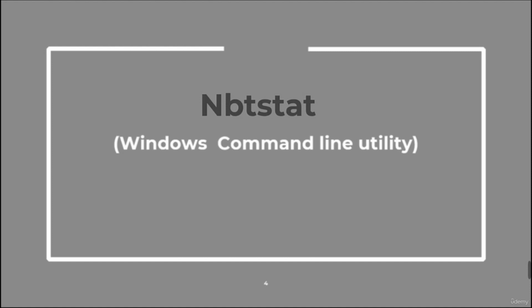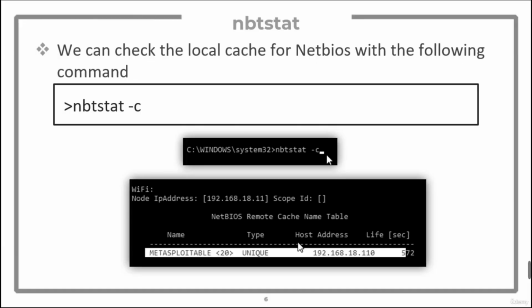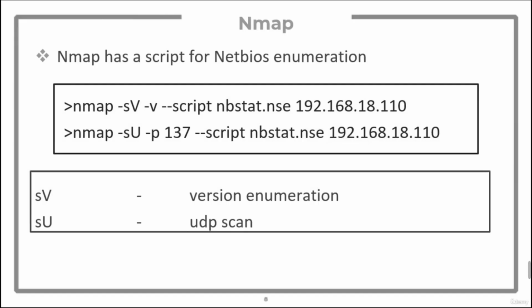So the first tool is nbtstat, which is a Windows command line utility. You can use the command nbtstat -a followed by the target IP address to enumerate NetBIOS names for a target. You can also check the local cache for NetBIOS with the -c flag with nbtstat. The second tool is nmap. Nmap has a script for NetBIOS enumeration. You can use the script nbstat.nse to enumerate NetBIOS services.